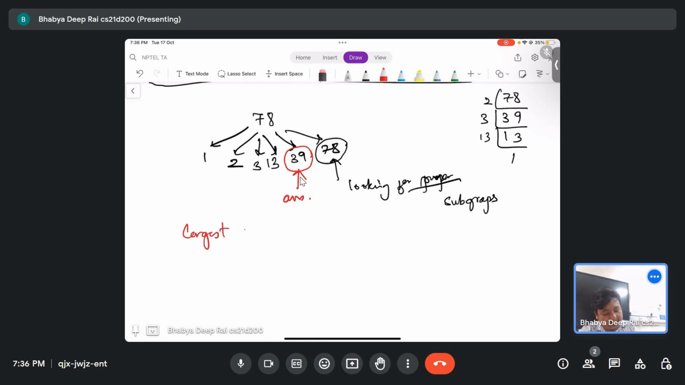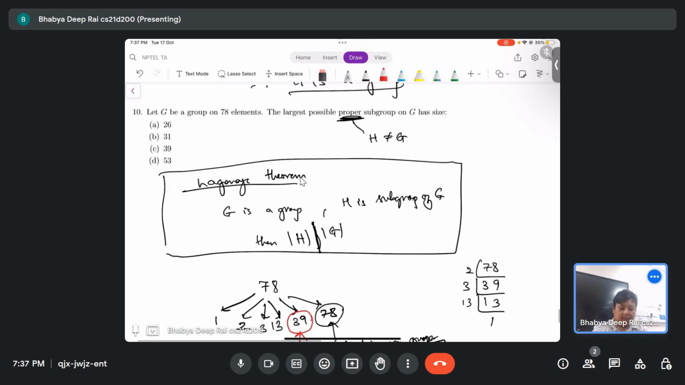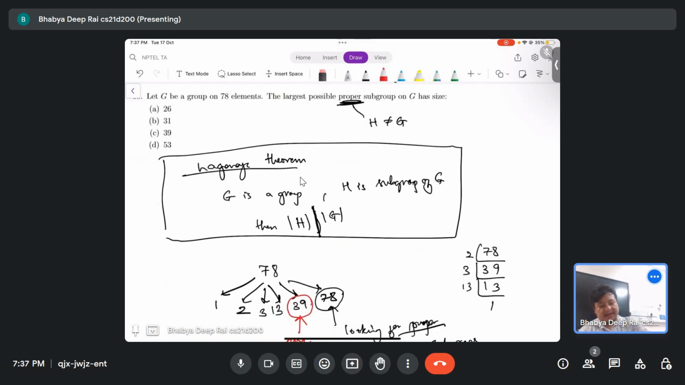The largest possible proper subgroup of G has size 39. So the answer is C.